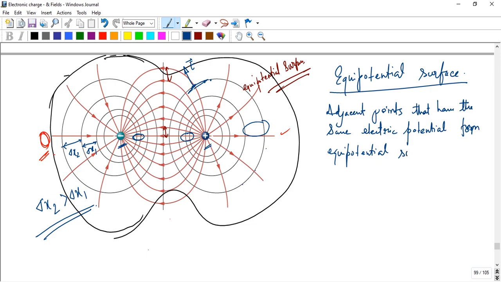Equipotential surface, which can be either an imaginary surface or a real physical surface.